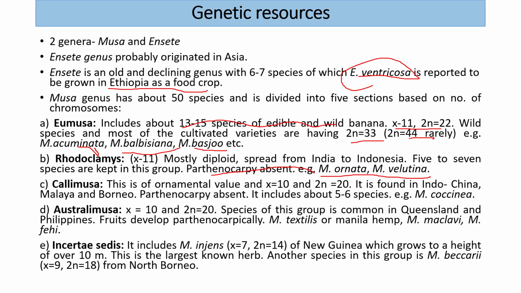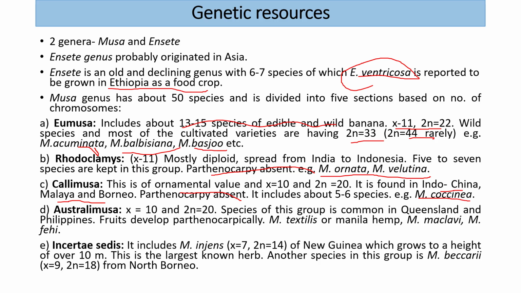In Callimusa, the fundamental value is x equal to 10, 20, present in Indochina, Malay and Borneo regions. Same as the Rhodochlamys section, here also parthenocarpy is absent and it includes 5 to 6 species. Example, Musa coccinea.